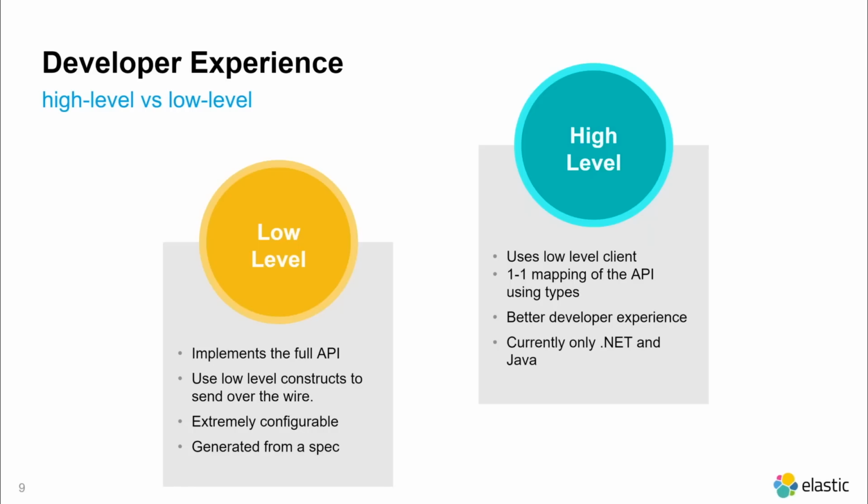The low-level clients use low-level constructs to send over the wire. For different languages, a low-level construct means different things. So for Python and Ruby, it's hashes, and for JavaScript, it's objects. And for the .NET client, we support byte arrays, streams, anonymous objects, and just any serializable object.